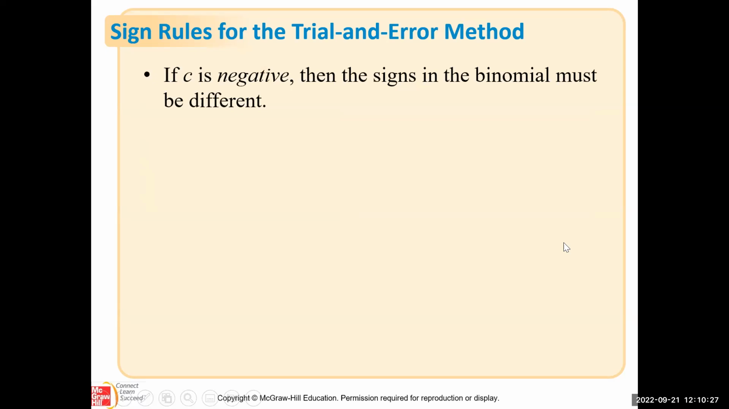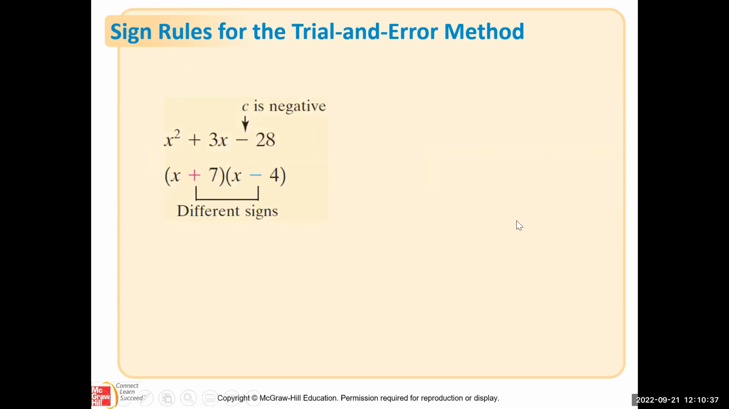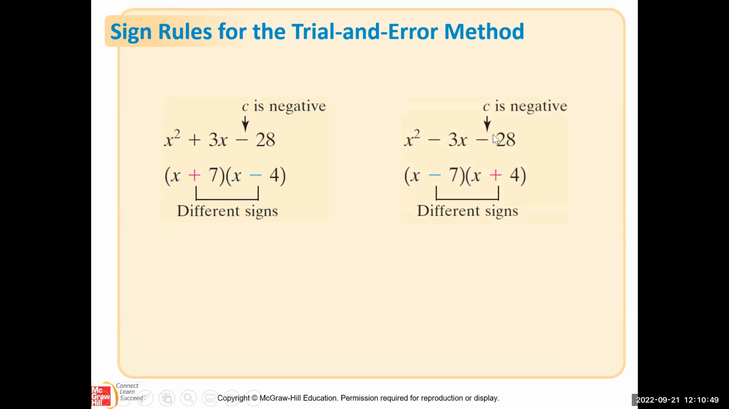So if C is negative, then the signs in the binomial have to be different. And so the middle term in the trinomial determines which factor gets the positive sign and which gets the negative sign. So here we have x squared plus 3x minus 28. C is negative, and you can see the different signs within the binomials. Again, C is negative, different signs.